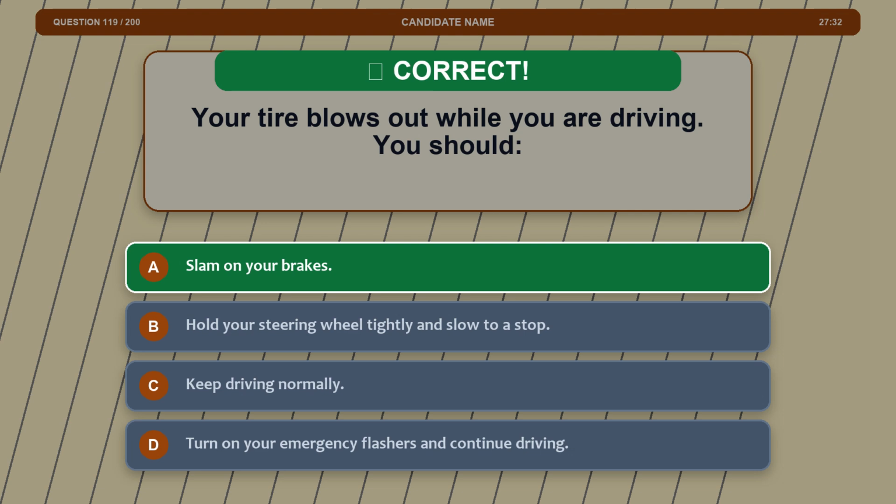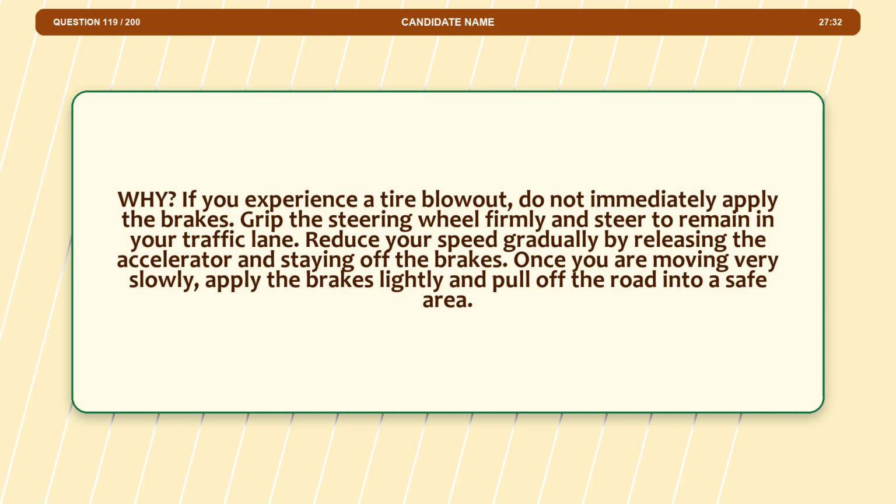The correct answer is option A, slam on your brakes. Explanation: if you experience a tire blowout, do not immediately apply the brakes. Grip the steering wheel firmly and steer to remain in your traffic lane. Reduce your speed gradually by releasing the accelerator and staying off the brakes. Once you are moving very slowly, apply the brakes lightly and pull off the road into a safe area.